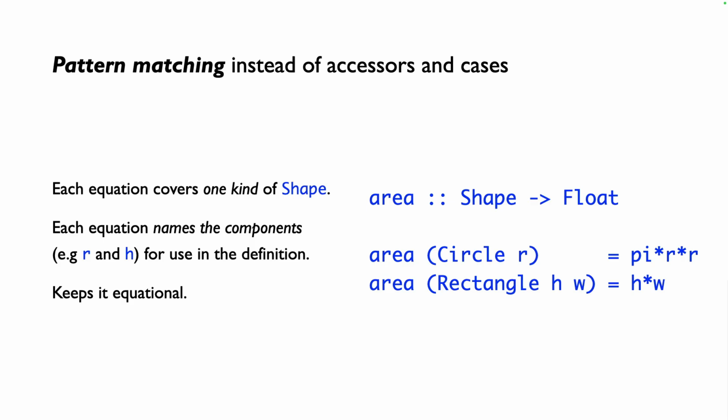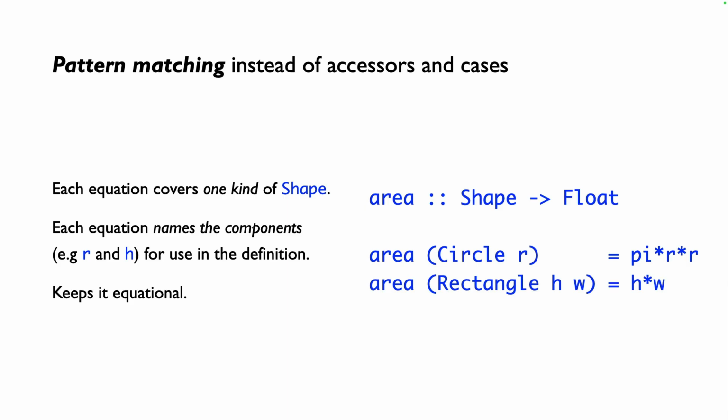And just to be clear, what's going on here is we're not using accessors and cases or anything like that. We're using pattern matching. So each equation covers one kind of shape. There are circle shapes and rectangle shapes. The first equation covers circles, the second covers rectangles, and each one names the components. So we use the variable R for the radius of the circle. We use H and W for the height and width of the rectangle.